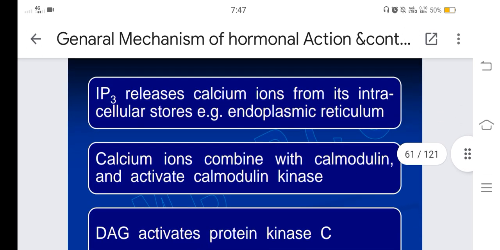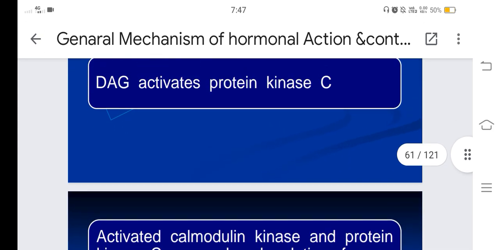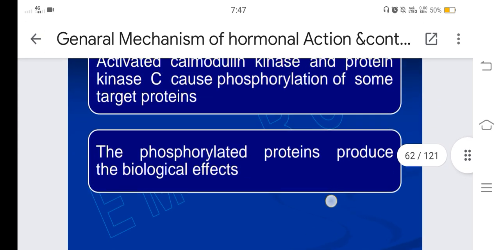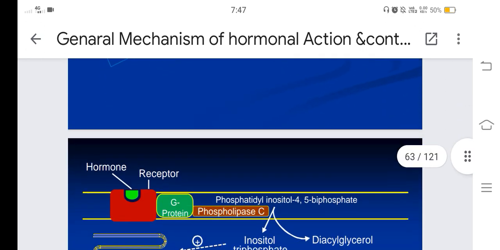IP3 releases calcium ions from intracellular stores. Calcium ions combine with calmodulin and activate calmodulin kinase. DAG activates protein kinase C. So activated calmodulin kinase and protein kinase C cause phosphorylation of some target proteins. The phosphorylated proteins produce the biological effects.